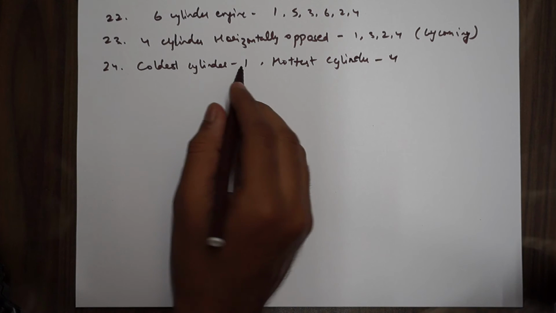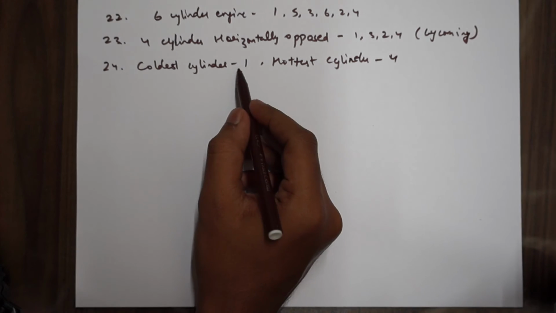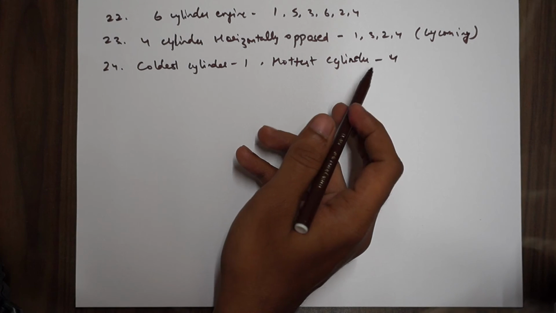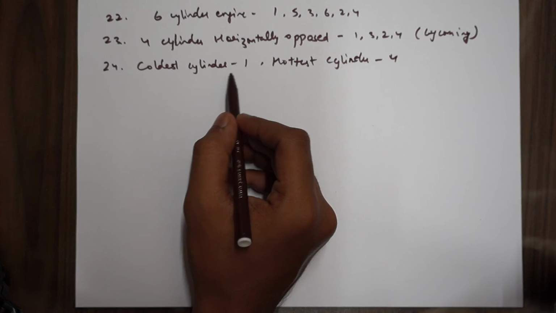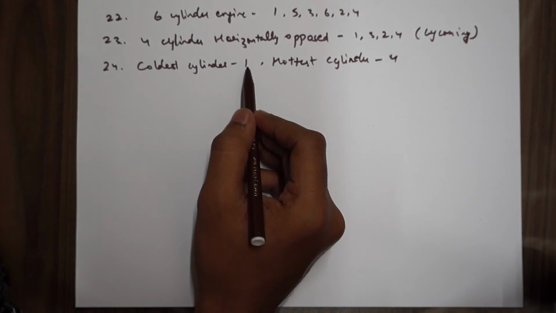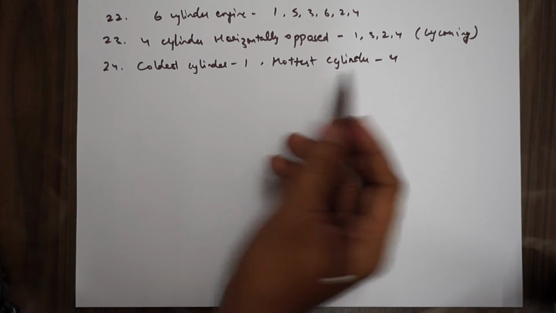So in that case, the coldest is the front one, of course, because it's getting cooling, and the hottest is at the end. The hottest one is at the end, where it's not getting much air. So the coldest one, number 1, is in front, closer to the propeller, and the hottest one is at the end where it is not able to get a lot of air.